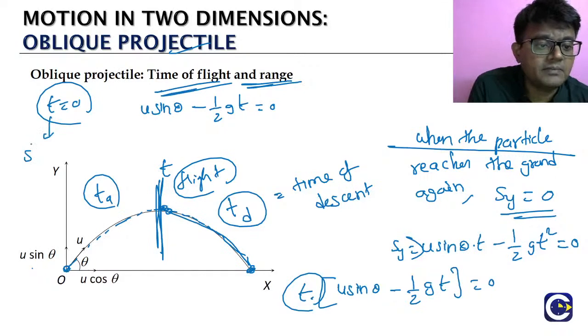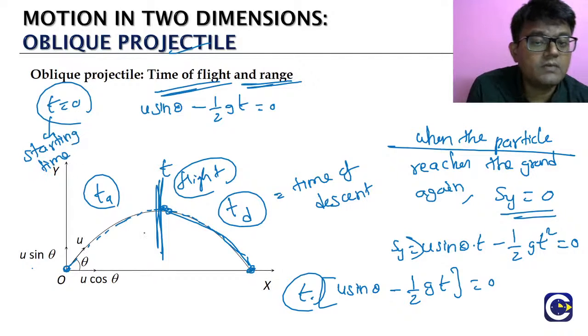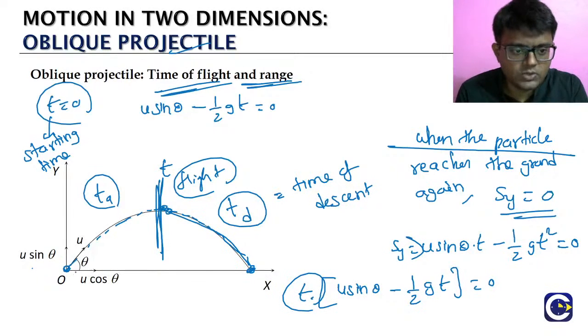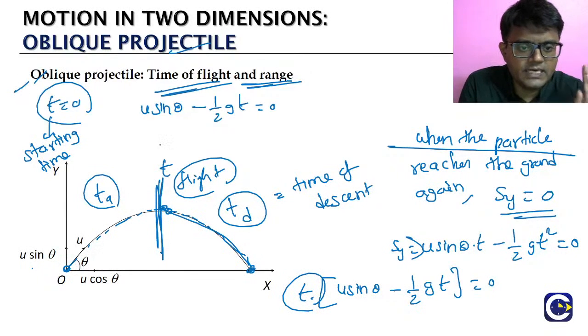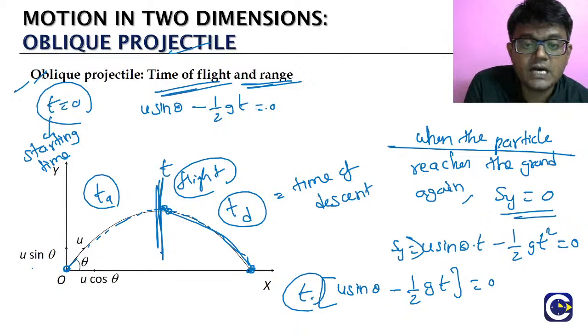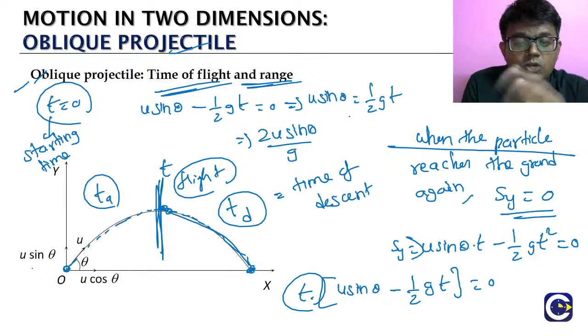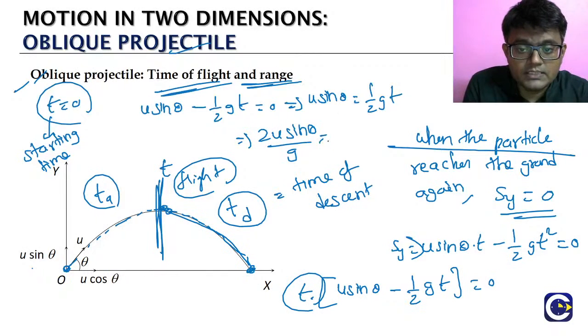This is the starting time. At the starting time, what will be the vertical displacement? Zero only, right? So this is the known condition. Leave that. In the other condition, u sin theta minus half g t is equal to 0. So u sin theta will be half g t. Taking the 2 to the other side, 2u sin theta divided by g. The 2 goes to the numerator, g comes to the denominator. This is equal to what?